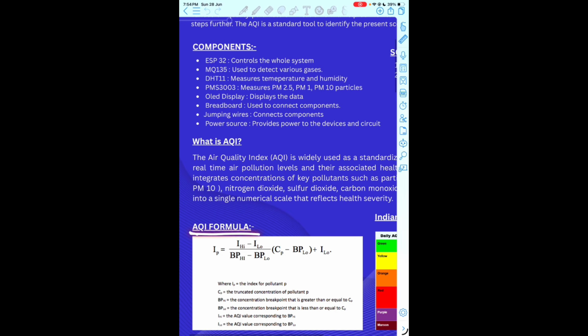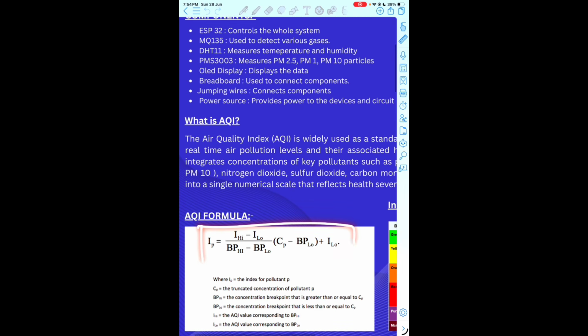So this is the AQI formula using which we are calculating the AQI value based on mainly PM2.5 sensor, where IP, the index for pollutant P, CP, the truncated concentration of pollutant P, BPHI, the concentration breakpoint that is greater than or equal to CP, BPLO, the concentration breakpoint that is less than or equal to CP, IHI, the AQI value corresponding to BPHI, and ILO, the AQI value corresponding to BPLO.